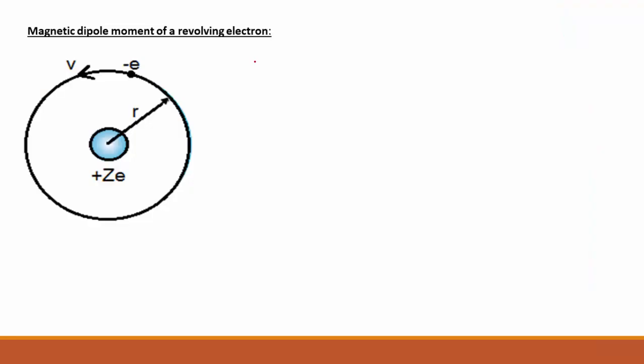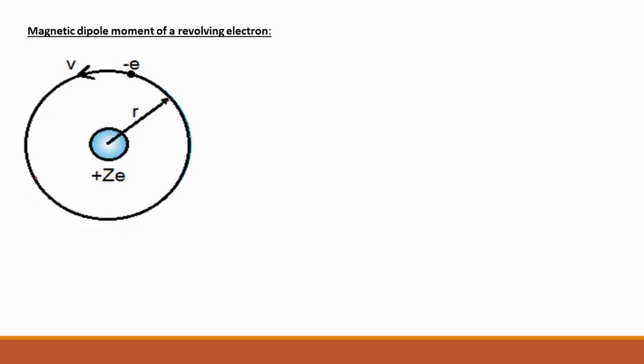Okay dear students, the next concept of your topic is the magnetic dipole moment of a revolving electron. Magnetic dipole moment is the product of the current flowing through the loop and the area of the loop, or the product of the strength of either pole and the magnetic length. Now I am going to discuss the magnetic dipole moment of a revolving electron.